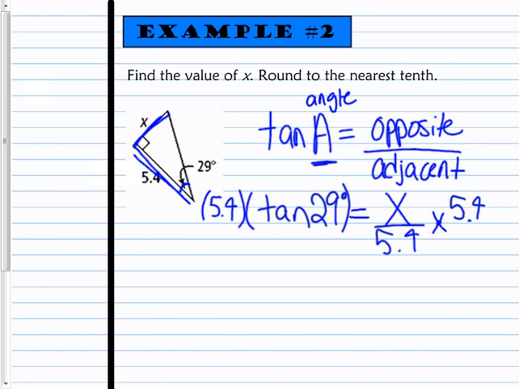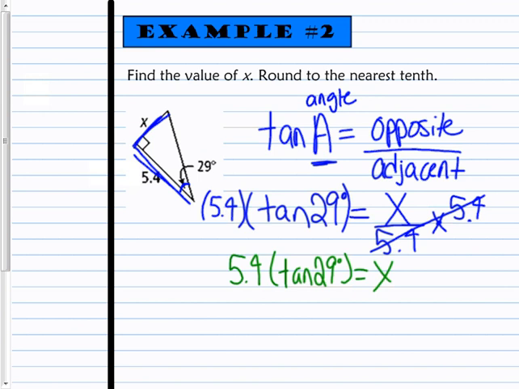Okay. And obviously when we do that, these cancel out. So I'm going to rewrite it nice and neatly. 5.4 times the tangent of 29 degrees is x. And what you're simply going to do is now plug all this in on a calculator. You're going to do inside the parentheses first.